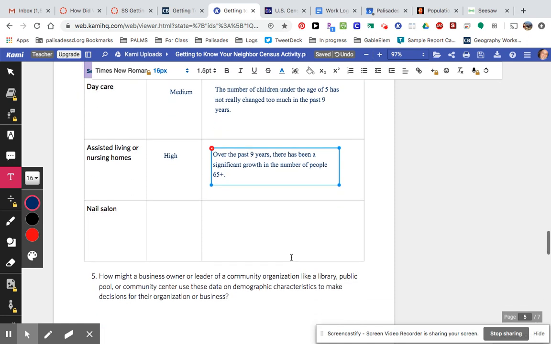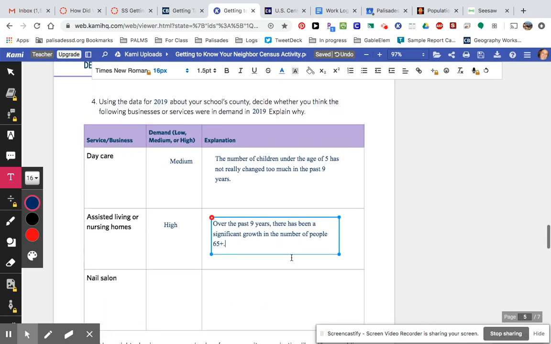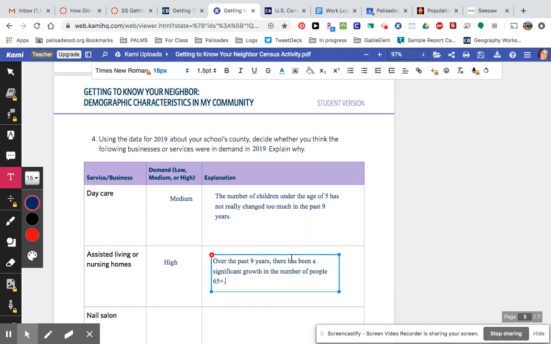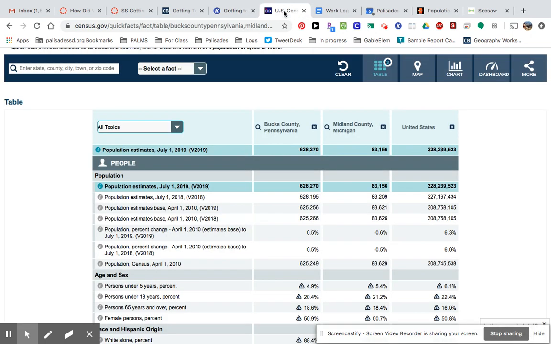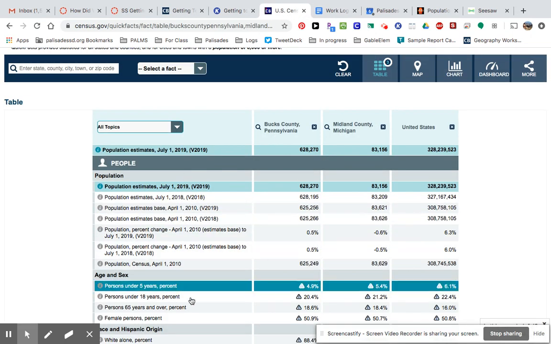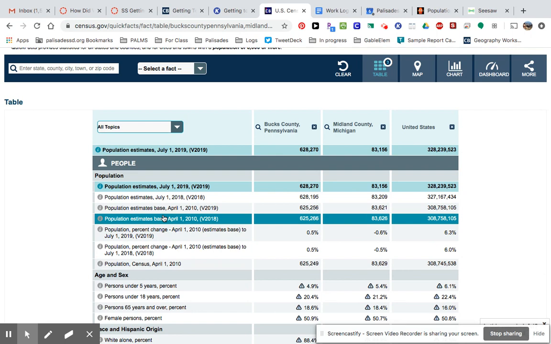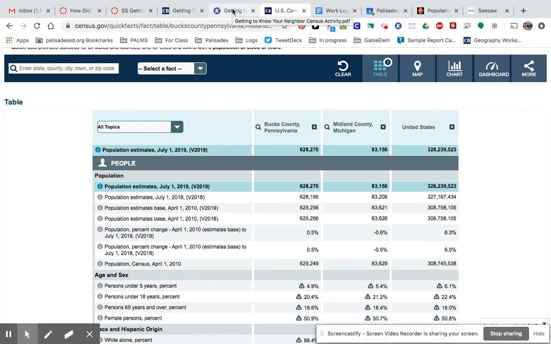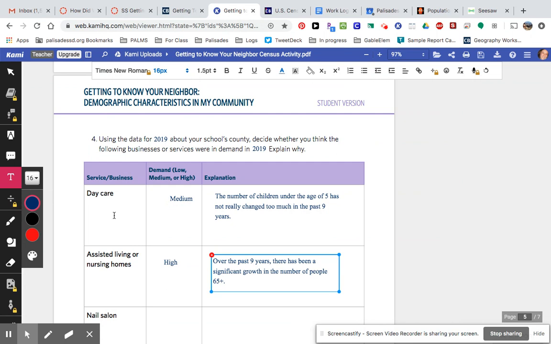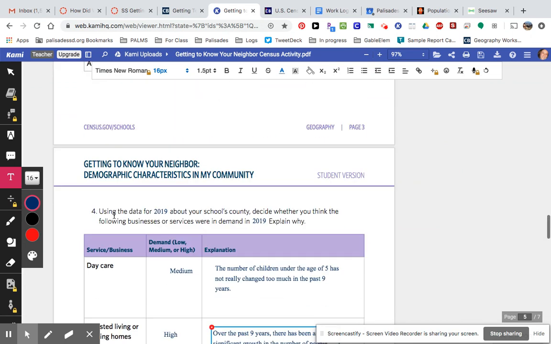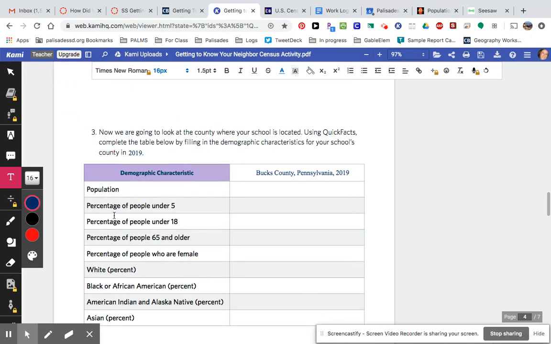Then below, there's going to be a couple questions that you might have to answer. So just scroll down, see what you see, and answer any questions that are going to have you reflect on the numbers that you just saw. Again, this would be for Bucks County, not for Midland County, Michigan. I was just showing you that as an example. But anyway, hopefully what this showed you is, number one, the census gives us some incredible information. And then, so what? Well, we have businesses and we have communities and we have people who use this information to help them make decisions.